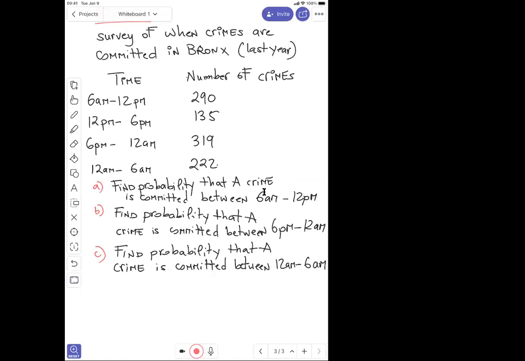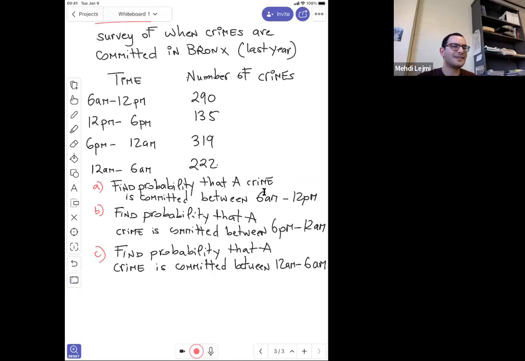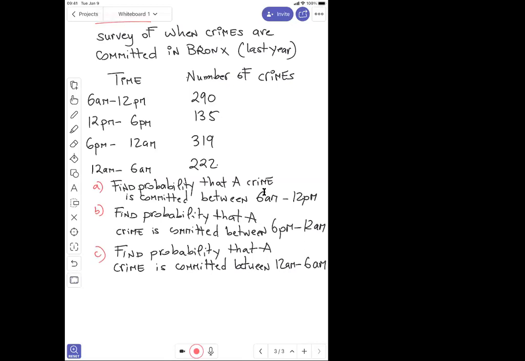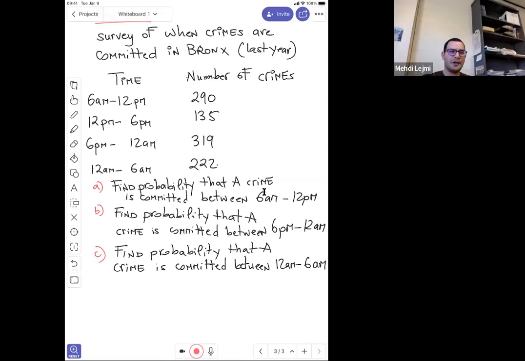Doesn't it equal 6 hours? No, that's not it. You see the size. We are interested in the probability that a crime is committed between 6 a.m. and 12 p.m., right? But the size of the sample is not the hours here. It's about the number of crimes. So when I say the size of the sample, that will be the total number of crimes. The hours here don't really matter.